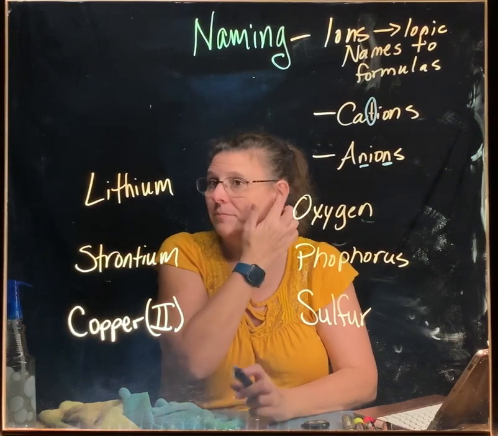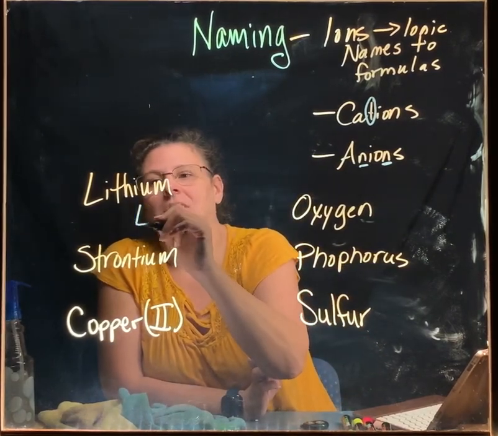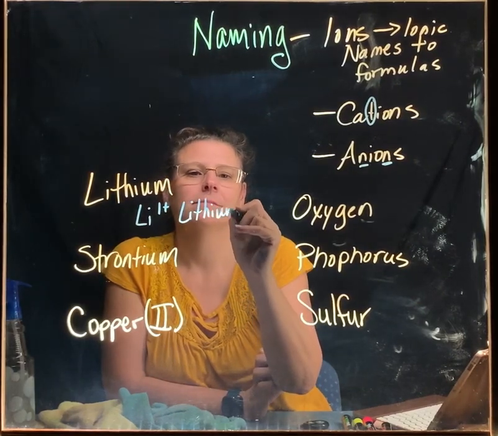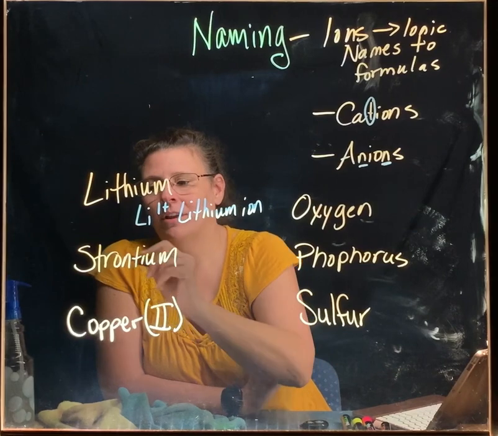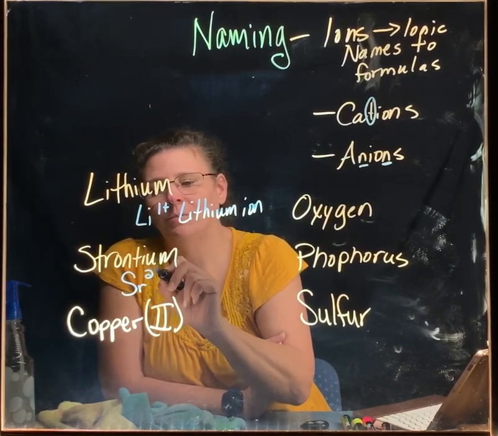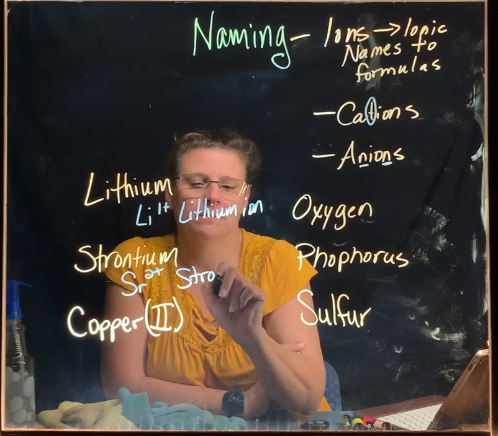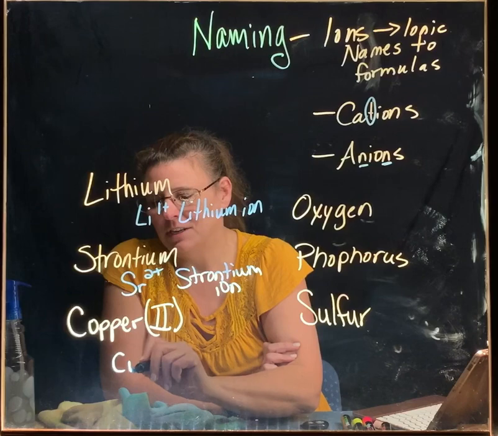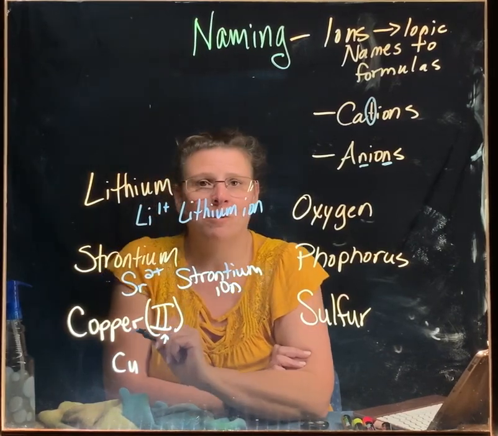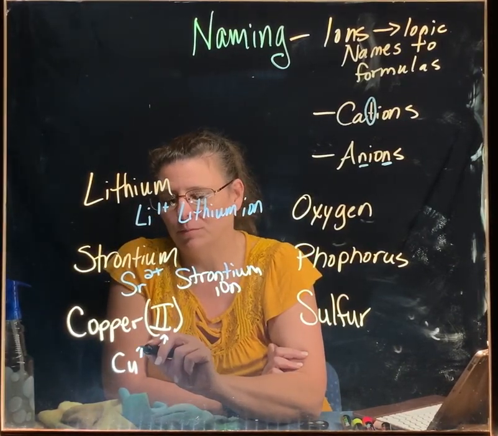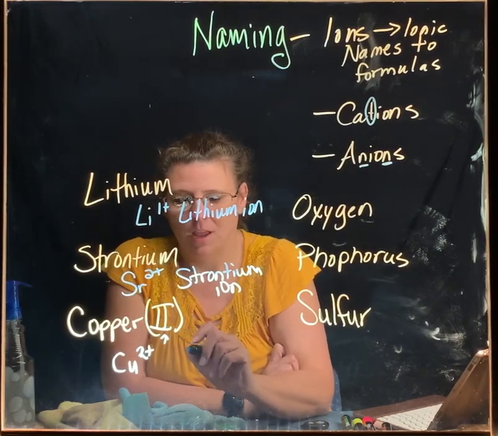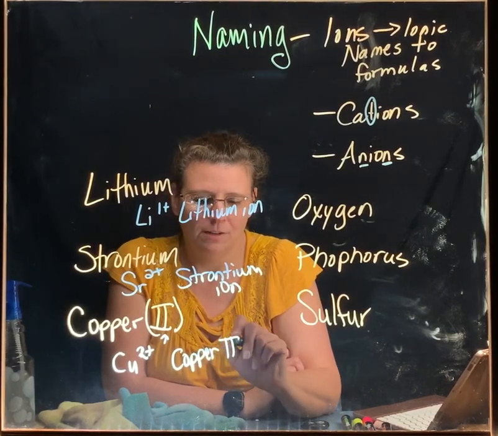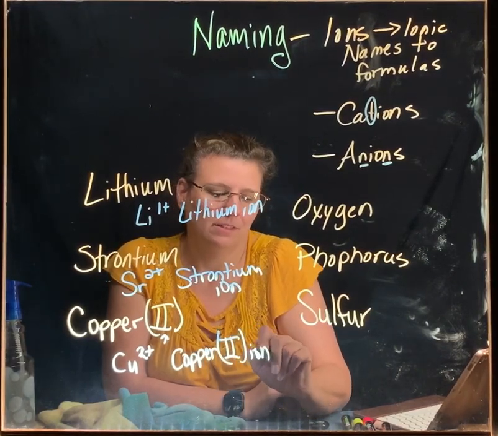Lithium, of course, we have an Li 1 plus, so it becomes lithium ion. Strontium is Sr 2 plus, so it becomes strontium ion. And then copper is Cu. Remember, this right here is a Roman numeral, so it's the charge. It's a 2 plus, so this becomes a copper 2 ion. See how it keeps its name?